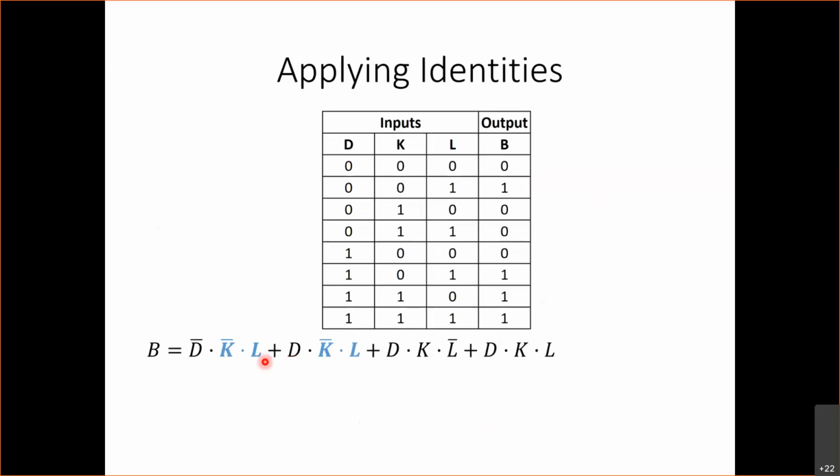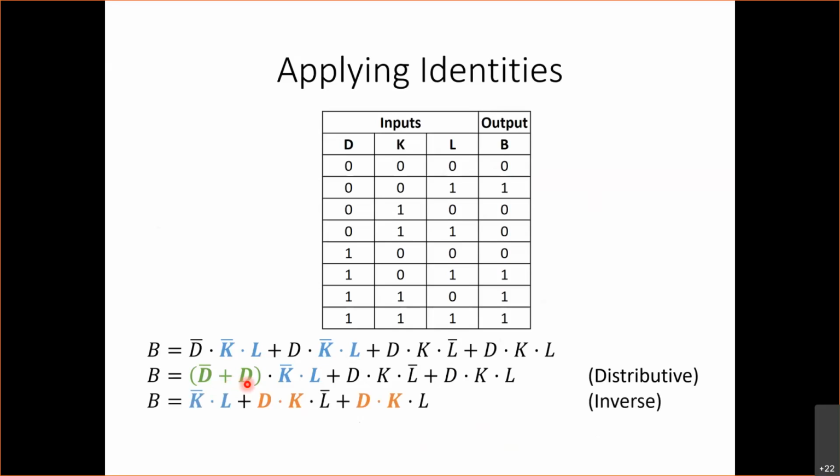So you'll see another observation. If we start from scratch, we'll notice that both of these terms at the beginning contain not K and L. So what can we do here? We can apply the distributive law to take out not K and L, and we'll be left with not D or D. And what do we know about not D or D? Right, not D or D is 1, and then 1 and something is always that something. So we can apply the inverse law followed by the identity law.